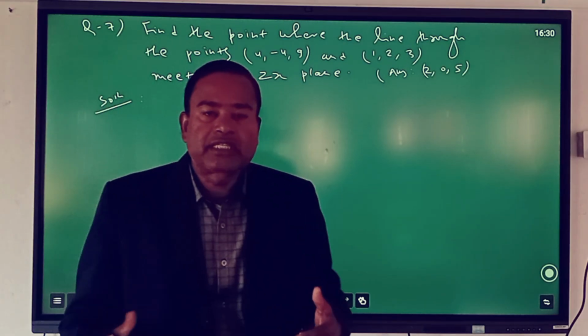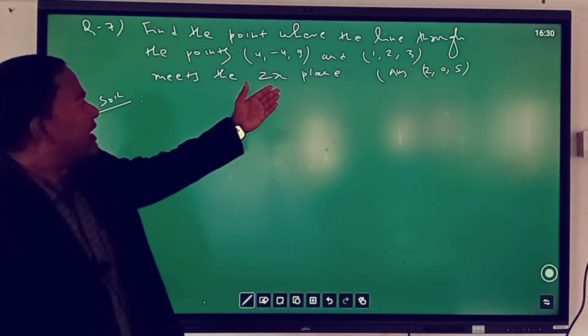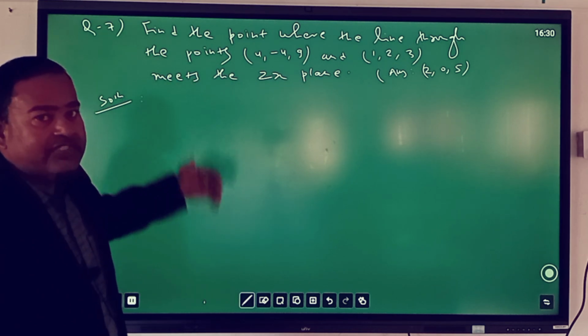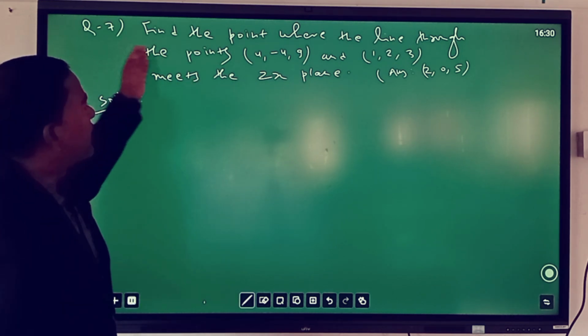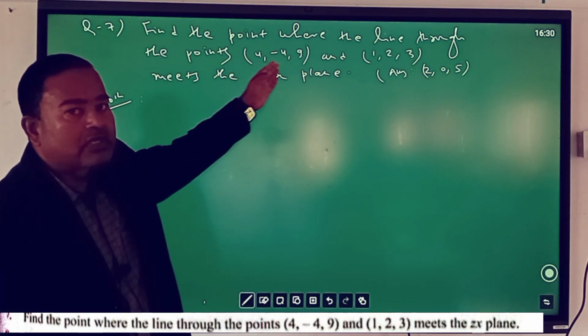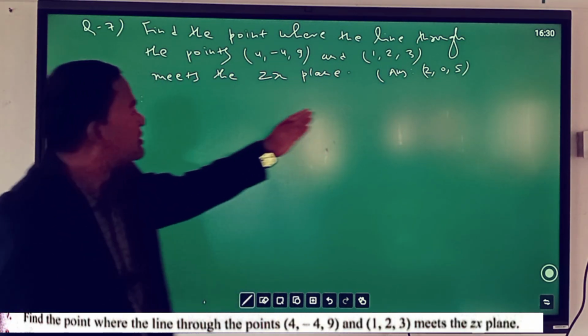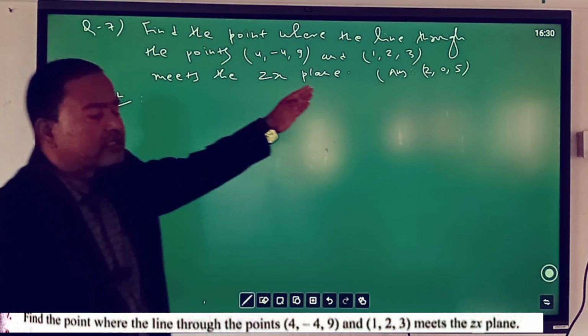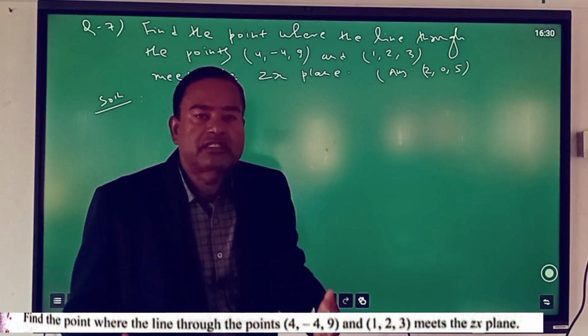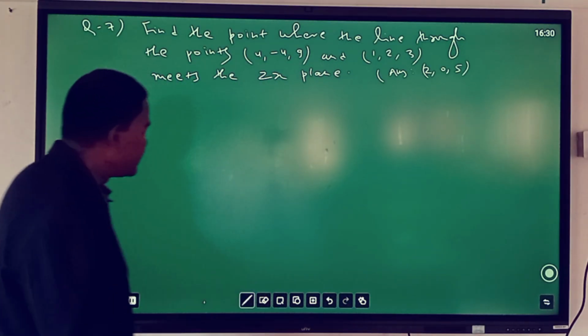Here in this question, we are given a zx plane, and according to the question, let's read out the question at first. Find the point where the line through the points 4, minus 4, 9 and 1, 2, 3 meets the zx plane. So let's make a rough sketch to represent this question. Let's make a rough diagram.